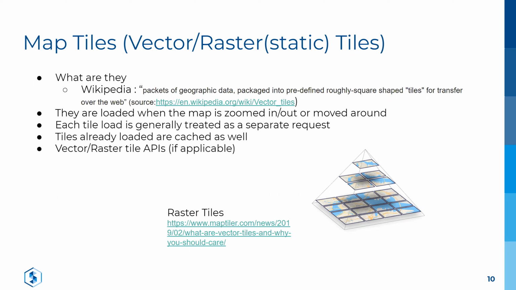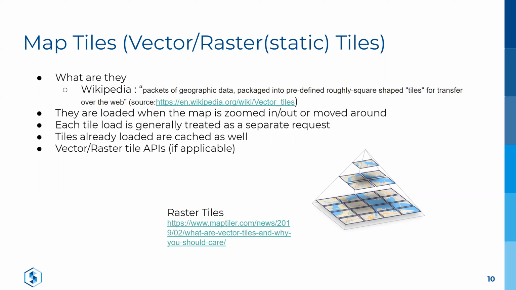Wikipedia's definition: packets of geographic data packaged into predefined, roughly square-shaped tiles for transfer over the web. And basically, as you've probably seen on Google Maps, as you scroll around, you'll notice some little squares are gray and then some squares load. Well, those are each tiles, right? How they render and how you load them varies, depending on whether you're using vector or raster tiles. But again, they change as you zoom and move around the map.